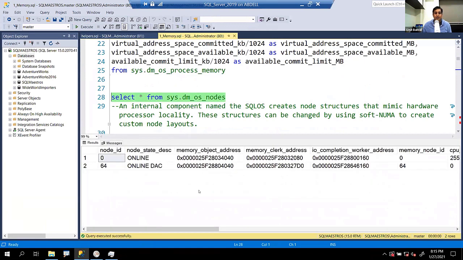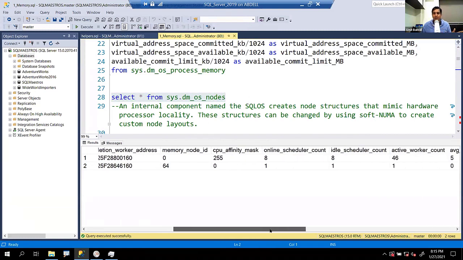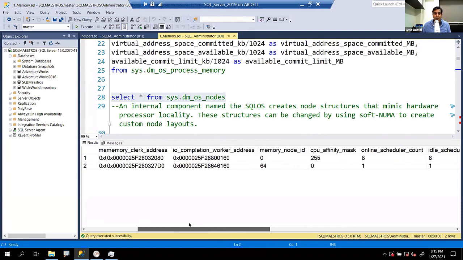Now, DMV OS nodes. On my laptop right now, there is no physical NUMA configuration. So the default node is node 0, which means that even if you do not have NUMA configured, you still have the default node 0, and node 64 is for DAC. Now, this is node information. This is very low level information about the physical node itself.